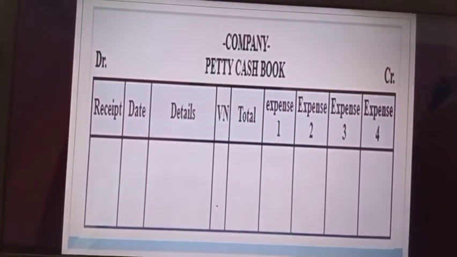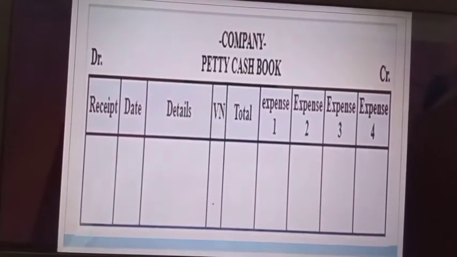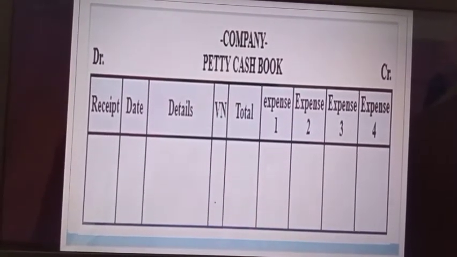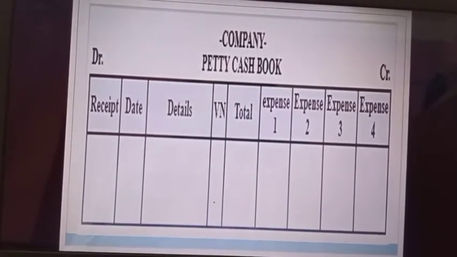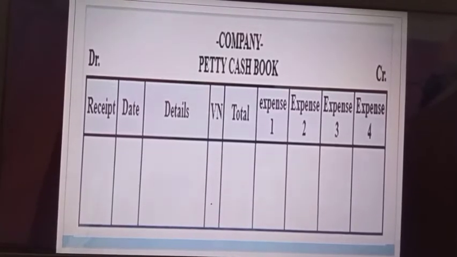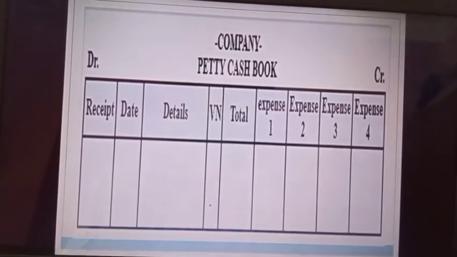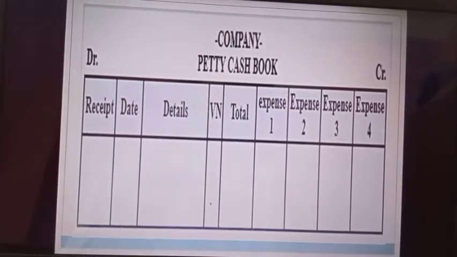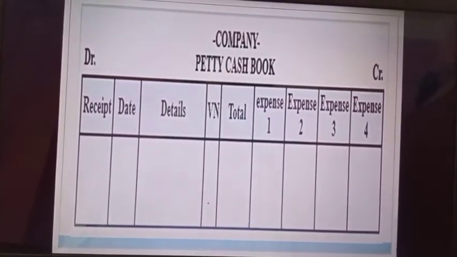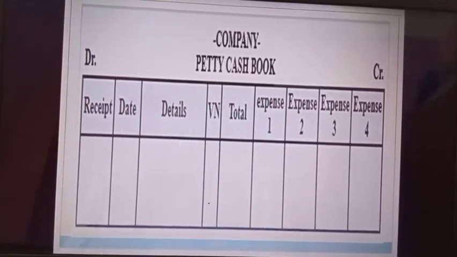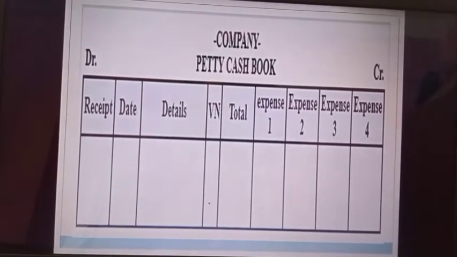Now if I explain to you the format of petty cash book, it looks like this: debit and credit side. And in the debit side we have first column as receipt, then date, then details, voucher number, total, and here we have allocated the expenses as expense 1, expense 2, expense 3, expense 4. Now this expense column can move on and on, because it will depend upon how many types of expenses or petty cash expenses we are incurring.